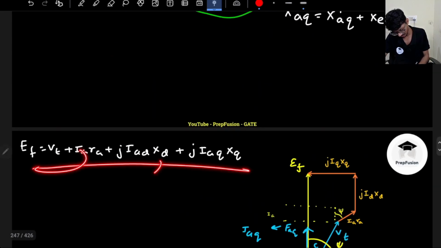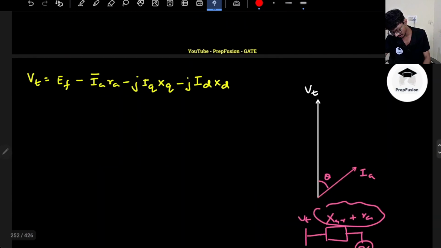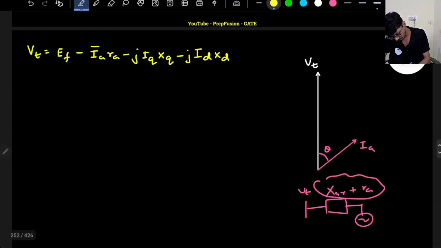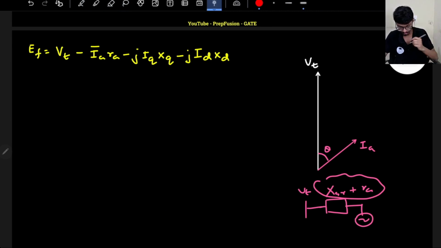So if I take it on the left hand side, it is the same equation. Here it will be just the opposite. So Vt will be this plus Ia Ra, or I can replace Vt and EF. So EF will be Vt minus all this. Previously it was plus, so I have to subtract Ia Ra. Let me first do this again for better simplification. I guess Iq into Xq will be the better one.